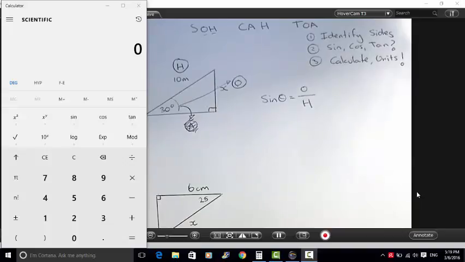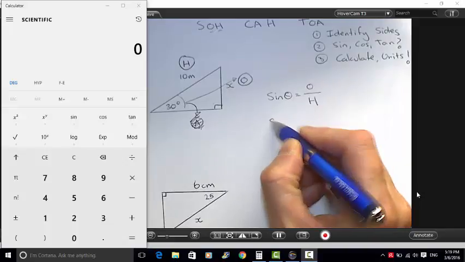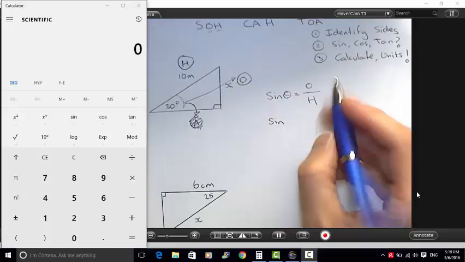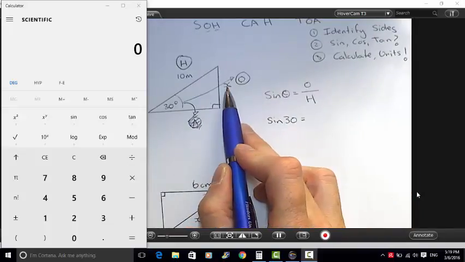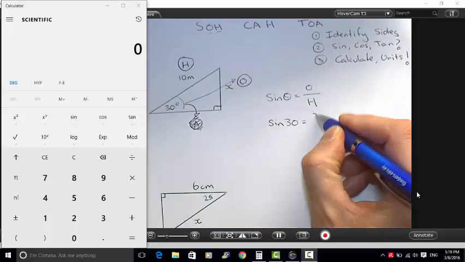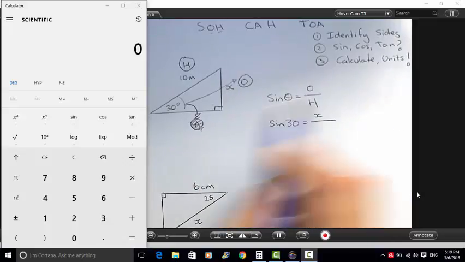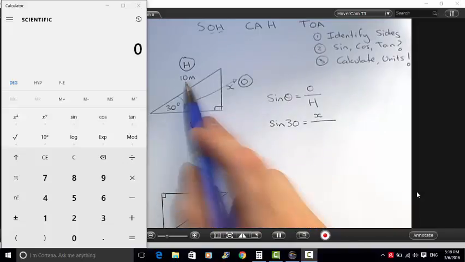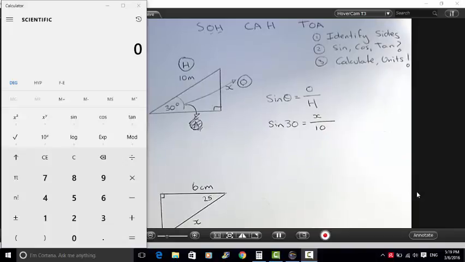What we do from there is we just fill in the information that we know. We know that the angle is 30 degrees. The opposite side is the unknown. That's what we're trying to find out, the length of the opposite side. So that's given the label of x there. We know that the hypotenuse is 10 metres. So we've filled in the information that we know.